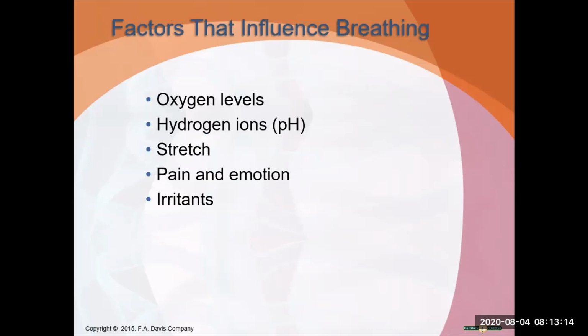Fast fact, carbon dioxide, not oxygen, is the primary regulator of respiration. That's because carbon dioxide easily crosses the blood-brain barrier. That is possibly going to be on a test. So you need to know that it is the carbon dioxide levels that are the primary regulators of our breathing and our respiration. Factors that influence breathing are shown here: oxygen levels, pH, stretch, pain and emotion, as well as irritants.